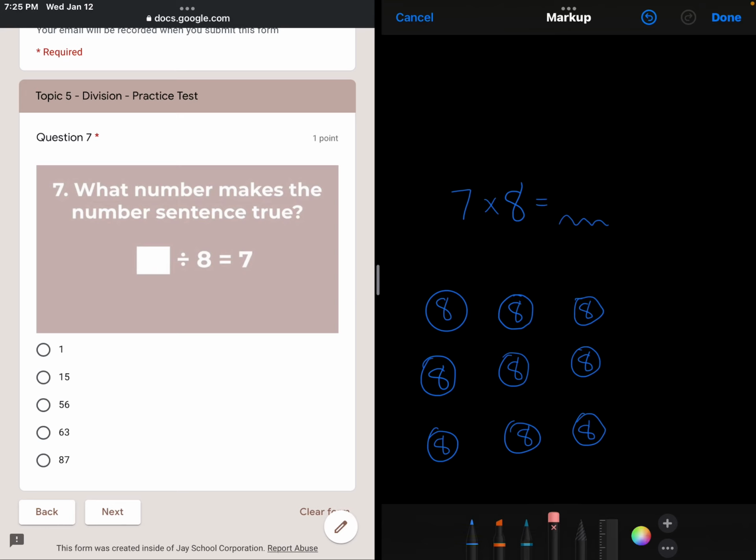Oh, and I think I drew one too many. Okay, so I have, no, I drew two too many. 1, 2, 3, 4, 5, 6, 7 groups of 8. Okay, now I can add them up.